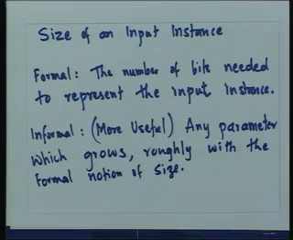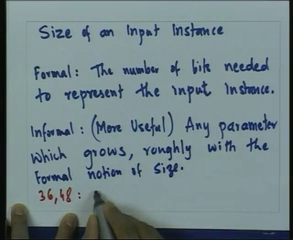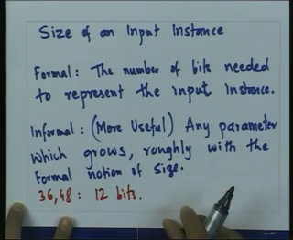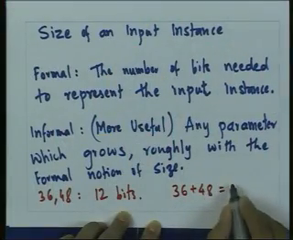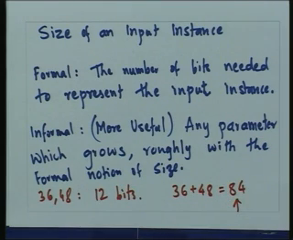So, let us go back to our GCD problem. There we said that the size for 36, 48 was 12 bits. But instead of making this the definition of size, we could say that the size is simply the sum of the numbers. So 36 plus 48, which is 84. So we could think of 84 itself as our notion of size of the input instance rather than 12 bits. In fact, if you go back to the first lecture, you will see that this was the parameter that we used when we analyzed the GCD algorithm. We said that the sum of the numbers u and v will keep on decreasing.